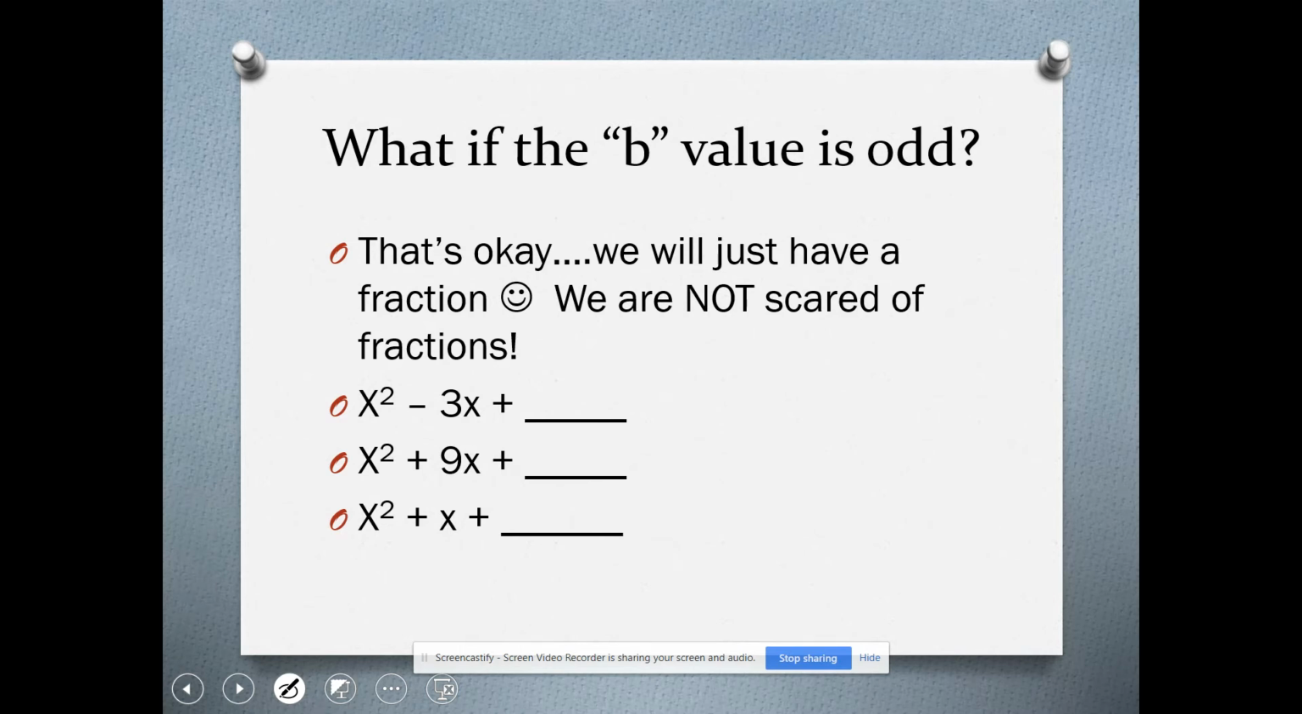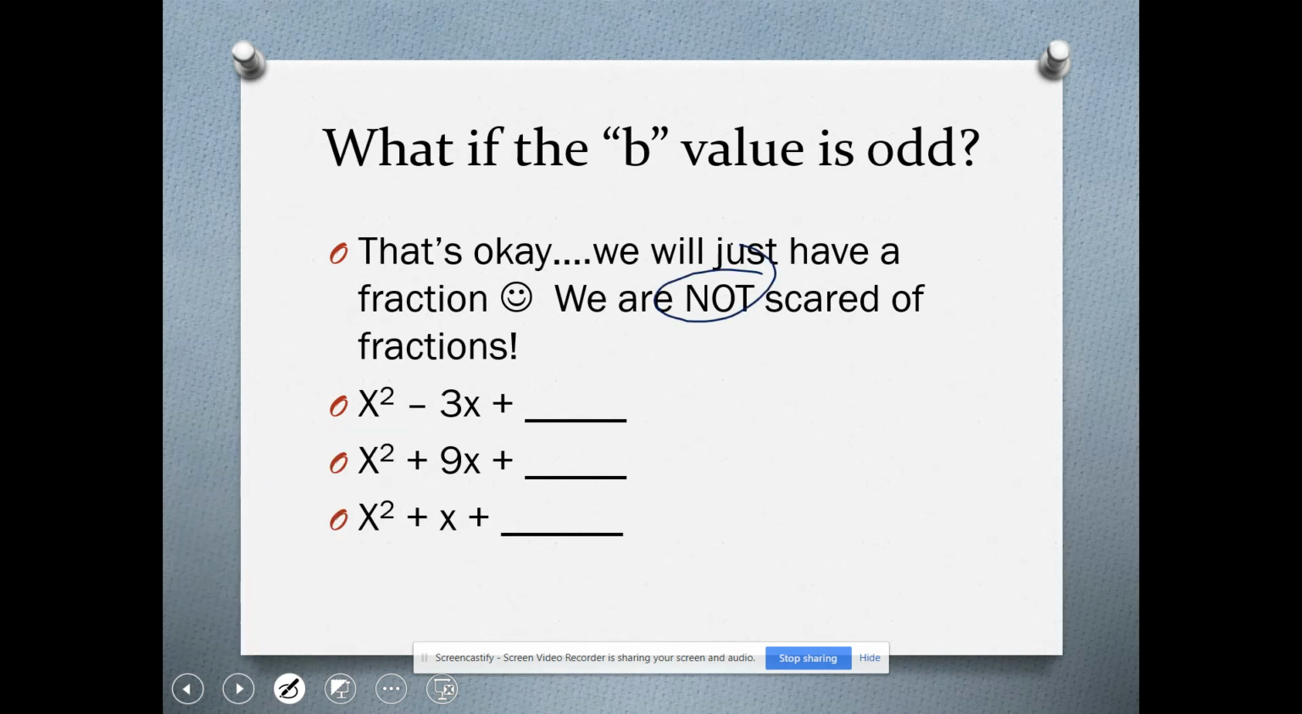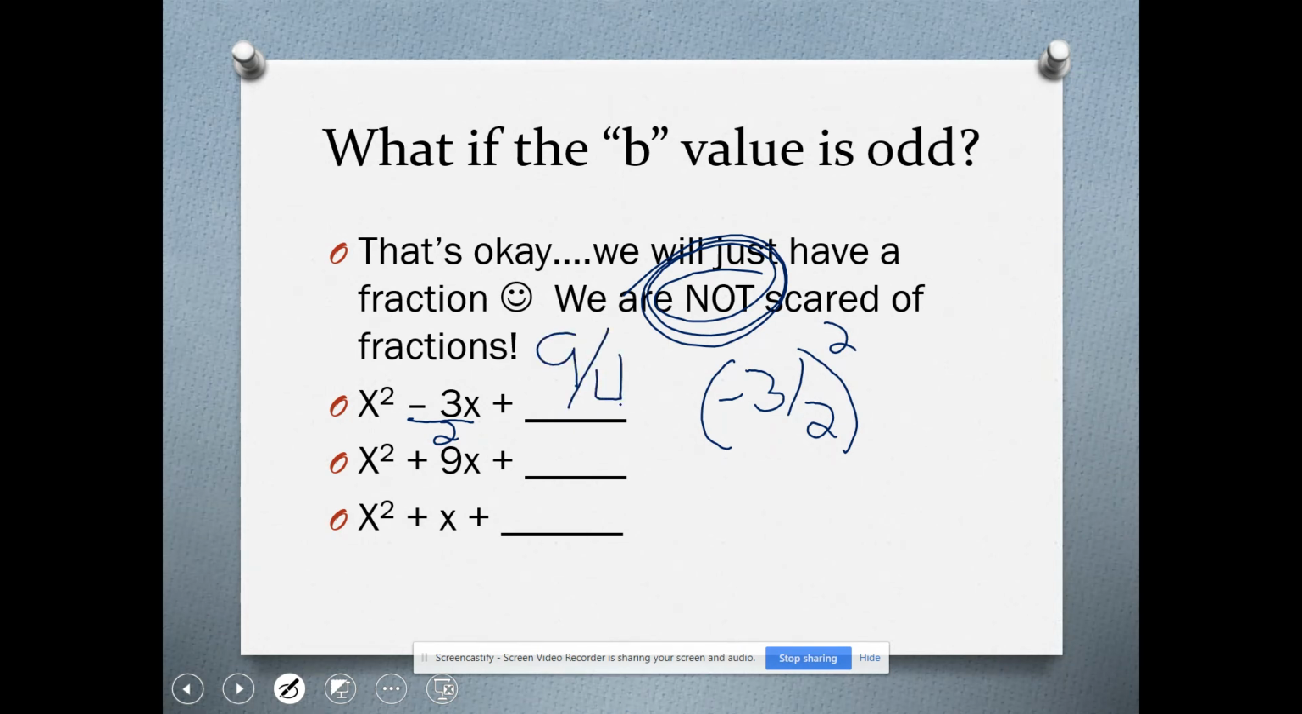What if the b value is odd? Perfectly a-okay. We'll have some fractions, but we are not scared of fractions. So we take half of negative 3. That's negative 3 over 2. We're going to leave it in fraction form and square it. Negative 3 times negative 3 is positive 9. 2 times 2 is 4. Half of 9, 9 halves. Square it. 9 times 9 is 81. 2 times 2 is 4.